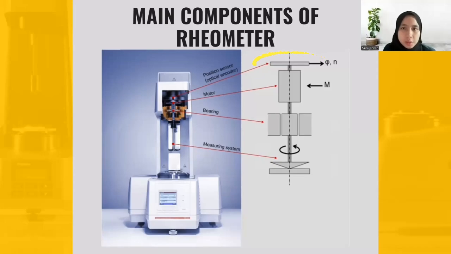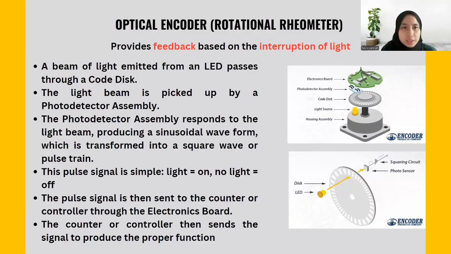At the top is the optical encoder, followed by the motor, then the air bearing, and last is the measuring system. Next, what is the function of the optical encoder? The optical encoder is only in the rotational rheometer. It provides feedback based on the interruption of light. First, a beam of light emitted from an LED passes through a code disc, which is a transparent disc with a pattern of opaque lines. The light beam is picked up by a photodetector assembly, also called a photosensor.